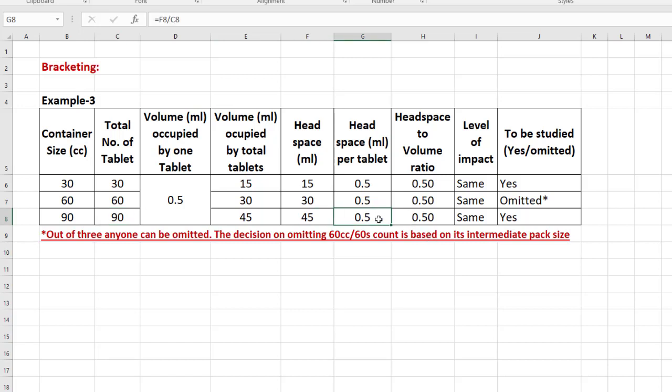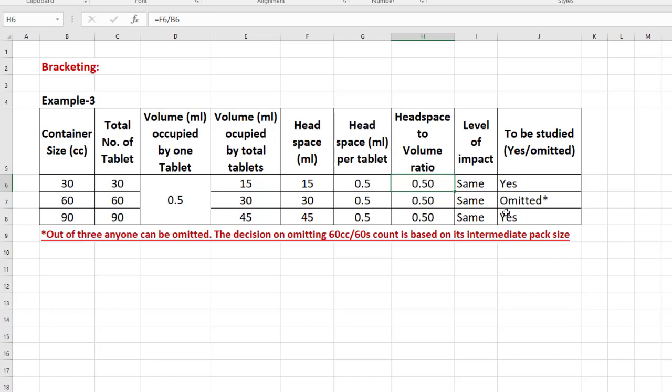So by looking at all these three different packaging conditions, you will realize one thing: there is no extreme, there is no minor, there is no critical, there is no intermediate. It looks like all these three different packaging configurations are going to expose the sample with the same intensity. And look at the headspace to volume ratio also, it remains 0.5 across all these three different combinations.